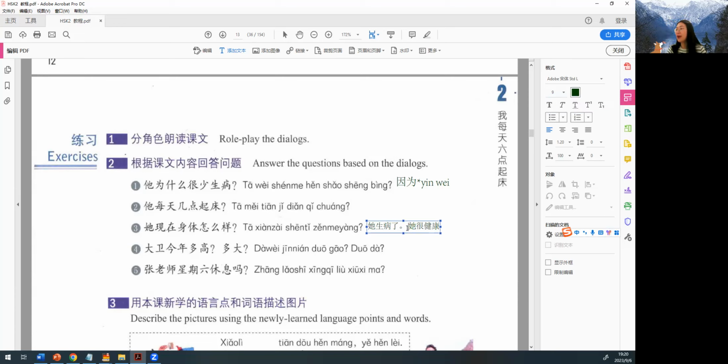So this one is number 1. Yes. All right. So we learned a new word here. It's 健康. It means healthy. So she's very healthy over here. So just simply 她很健康.